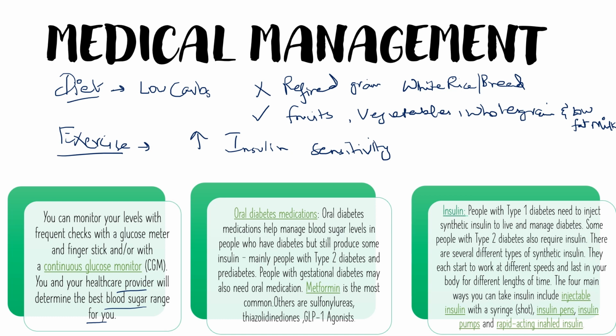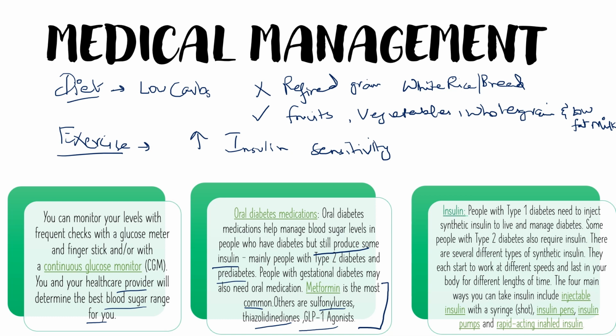Oral diabetic medications help manage the blood sugar levels in people who have diabetes but still produce some amount of insulin, like type 2 diabetics and, sorry, people with gestational diabetes also need oral medications like metformin, which is the most common medicine, and generally we start off the patients with metformin. Other than this, sulfonylureas, thiazolidinediones, and GLP-1 agonists can also be given. I can make a separate video on these medicines, how and when they're given.